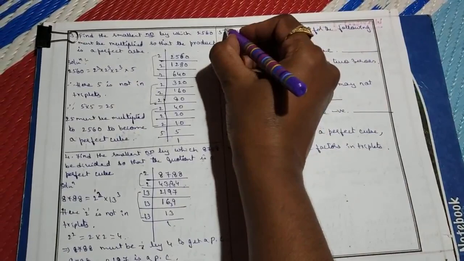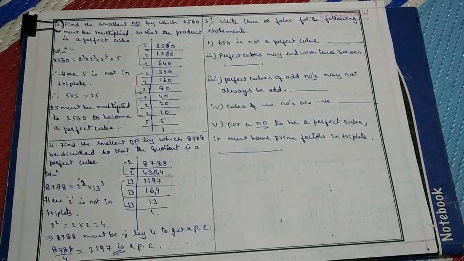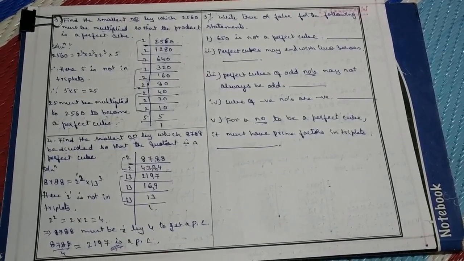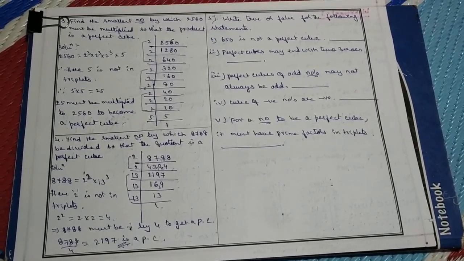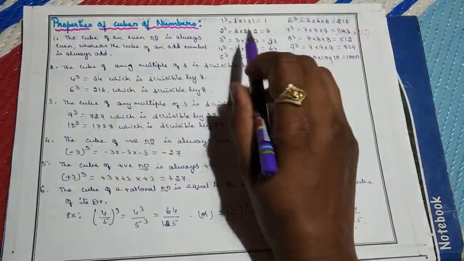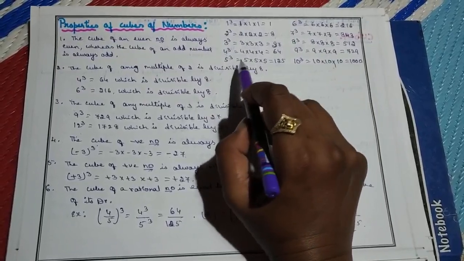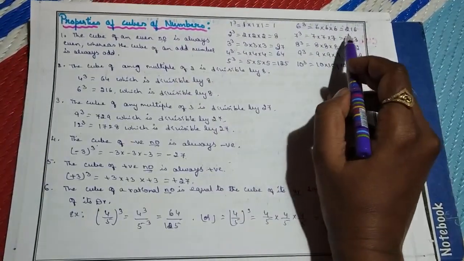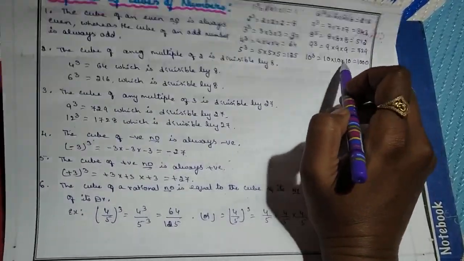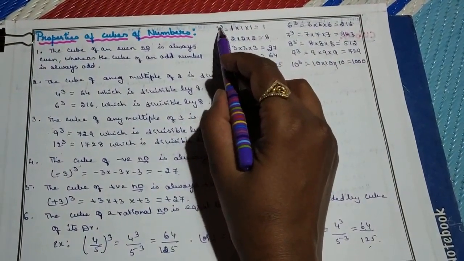So fifth main, write true or false for the following statements. The first statement is 650 is not a perfect cube. Before saying whether it is true or false, let us recall the cubes of natural numbers from 1 to 10, which were written previously. That is 1 cube is equal to 1, 2 cube is equal to 8, 3 cube is equal to 27, 4 cube 64, 5 cube 125, 6 cube 216, 7 cube 343, 8 cube 512, 9 cube 729, 10 cube 1000. So know it here, children. We have 1 in the units place.